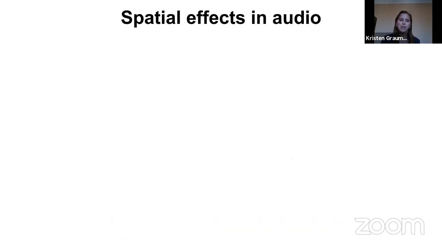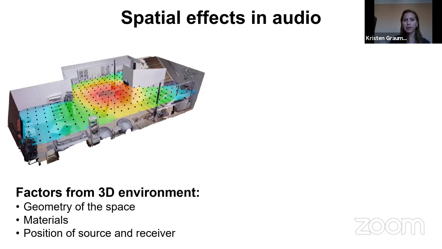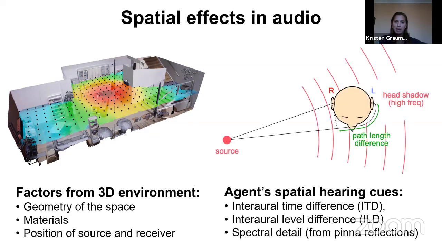There we go. So what are the spatial effects in audio? If we think about the 3D environment, we're going to receive information about different factors. The geometry of the space around us will affect what we hear. So will the materials of the big surfaces in the space. And then, of course, our position within that space with respect to the sound sources. And then at the same time, we have our sensing that gives us direct spatial cues because of the way we receive sound in a multi-channel way.